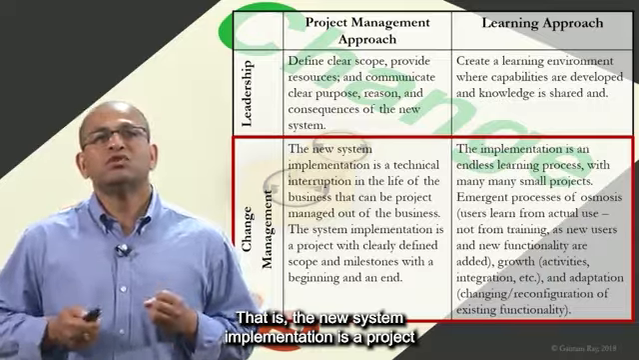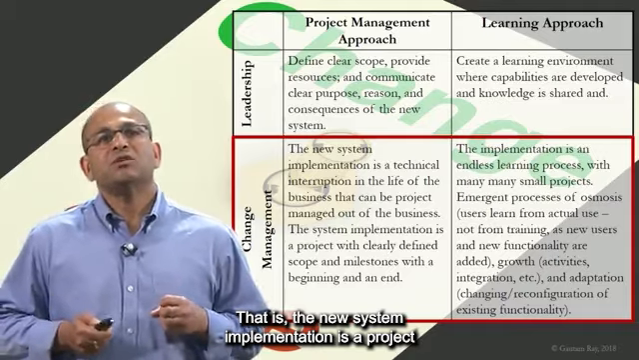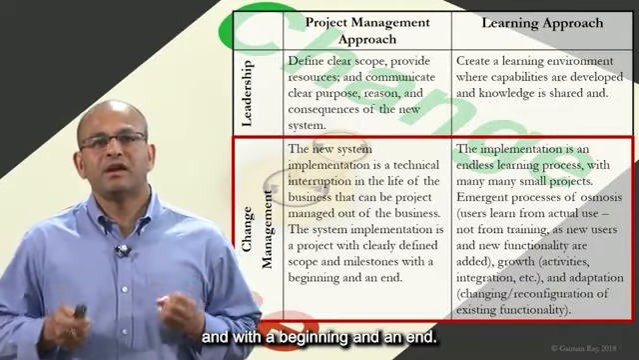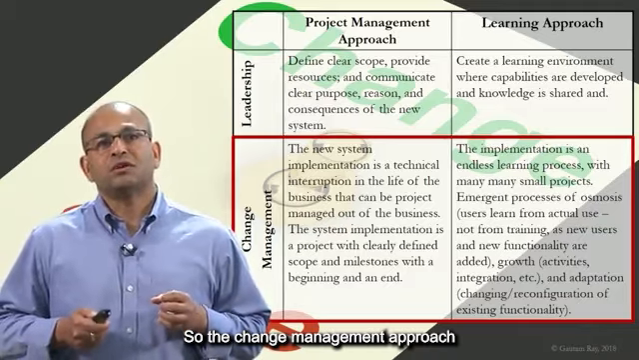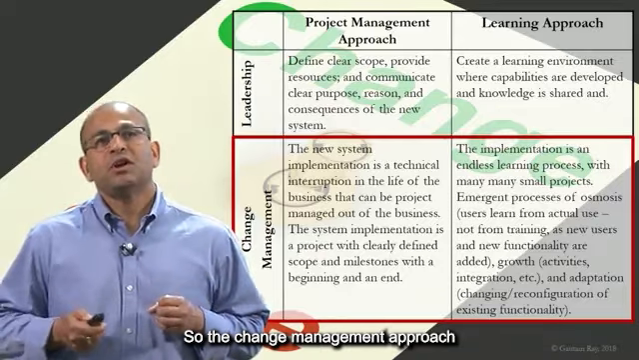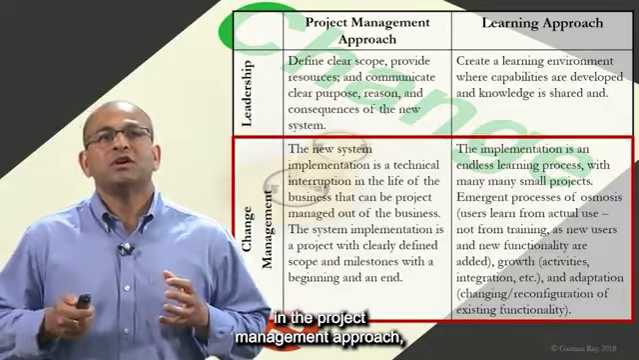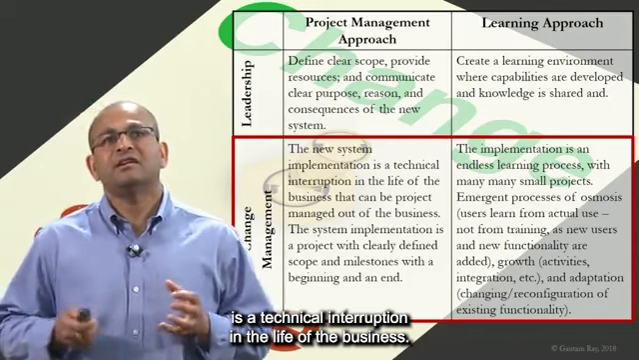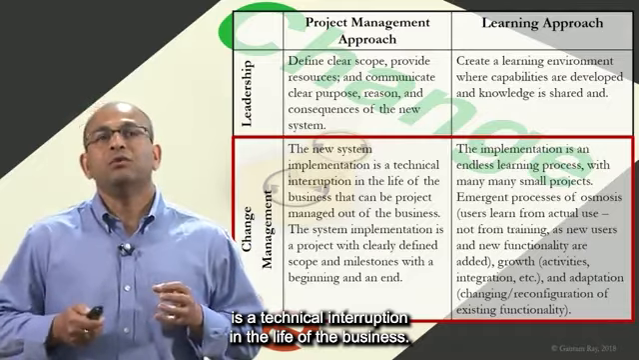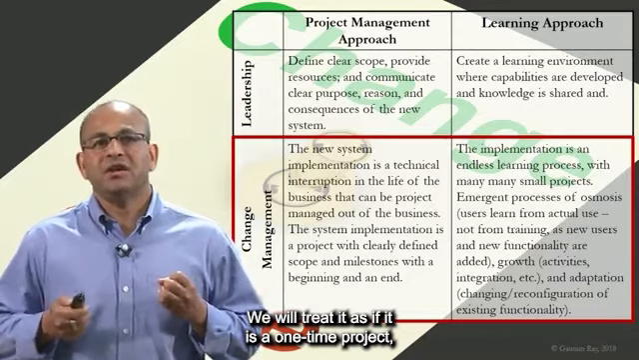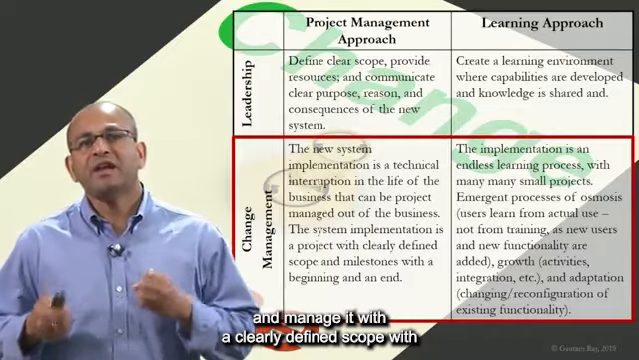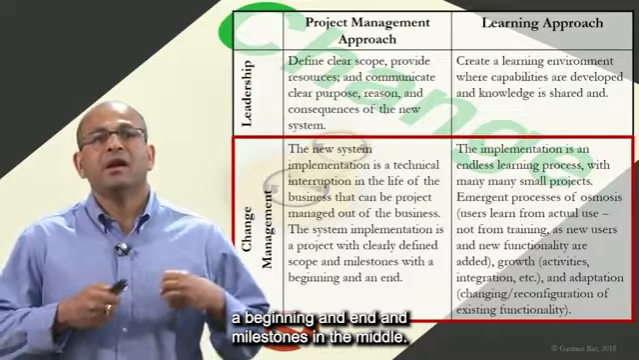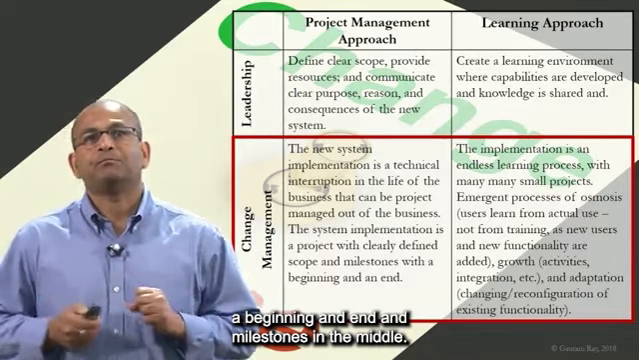That is, the new system implementation is a project with a clearly defined scope and milestones and with a beginning and an end. So the change management approach in the project management approach is that the new system implementation is a technical interruption in the life of the business, and we will treat it as if it is a one-time project and manage it with a clearly defined scope with a beginning and end and milestones in the middle.